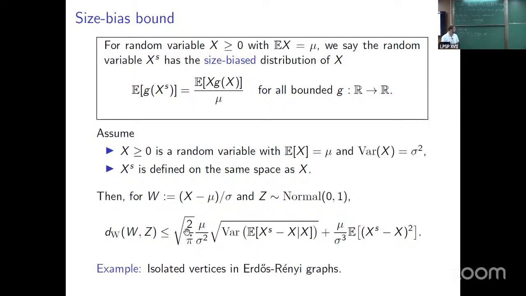This square root of 2 on pi is going to come from the earlier square root of 2 on pi. And then there's the ratio of mu on sigma squared, times the square root of the variance of the conditional expectation of the difference of the size bias and the original, conditional on X. And then we have this term that's mu on sigma cubed times the expected squared difference. Okay, so that's the theorem. It's not very hard to prove. Canonically we think of X as indexed by n, going to infinity.